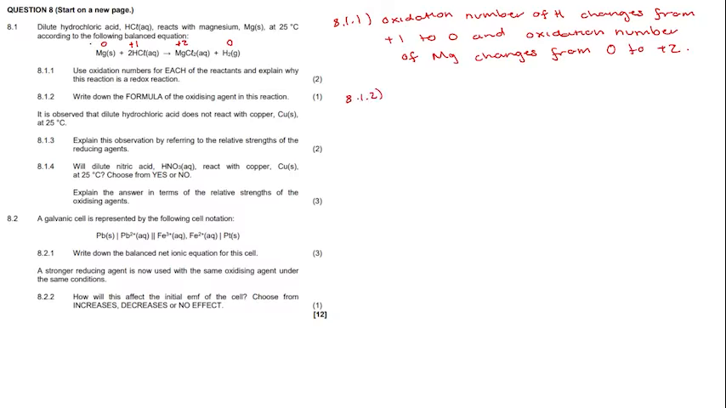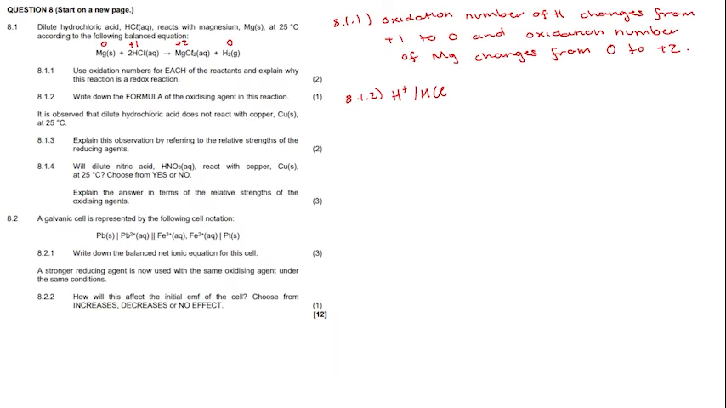So the oxidizing agent is the substance that is reduced. And as we can see, the HCl is reduced as it gains an electron and becomes H2. Therefore, you can say that H+, as it is the hydrogen ion, or you could say HCl, is the oxidizing agent. It is observed that dilute hydrochloric acid does not react with copper at 25 degrees Celsius.